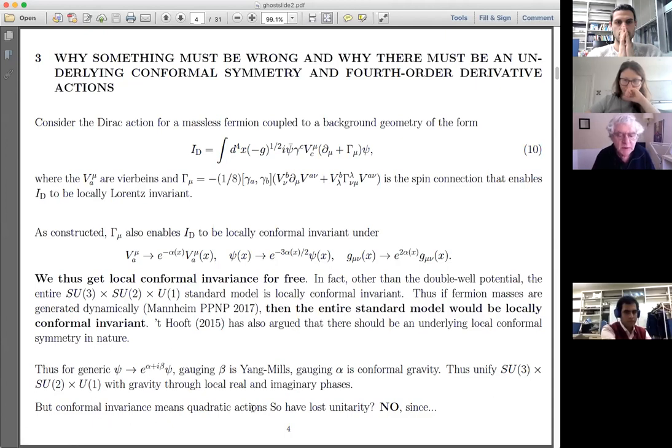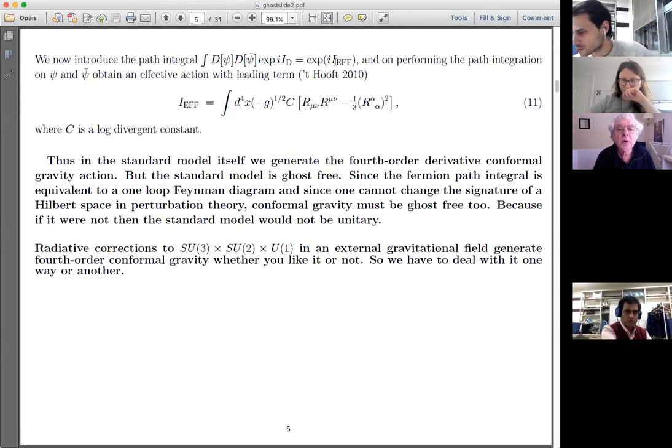Conformal invariance means quadratic actions. So have we lost unitarity? Well, let's see what happens next. I take this action. I now do a path integral over the fermions, and I generate an effective action. And that effective action is the conformal gravity action.